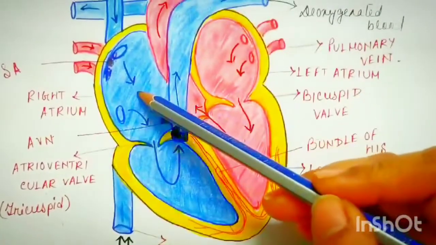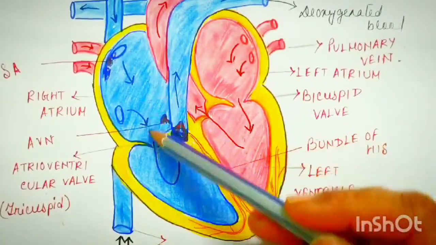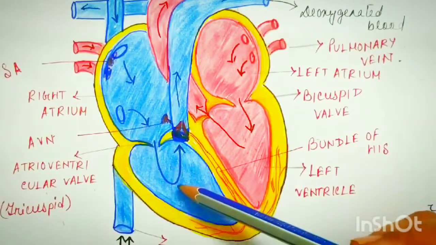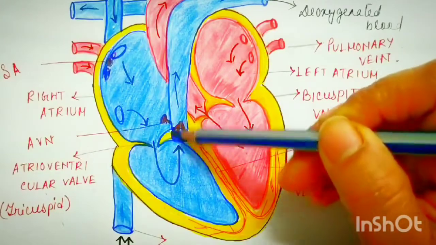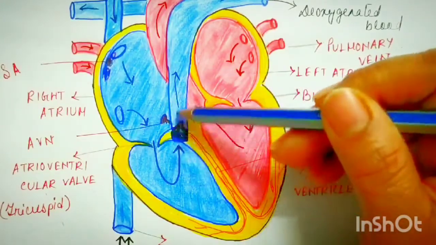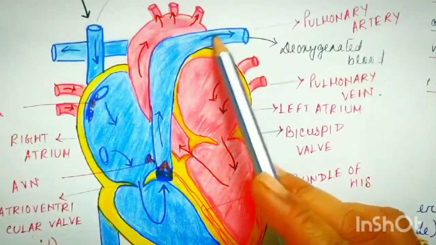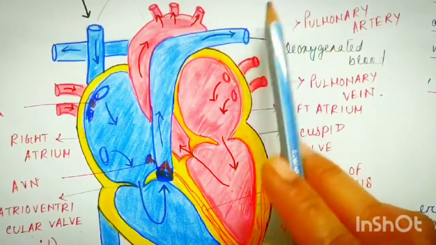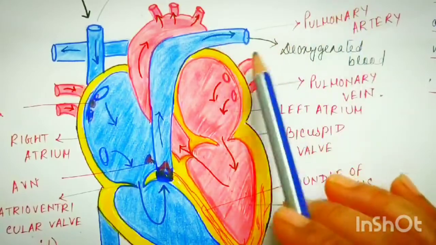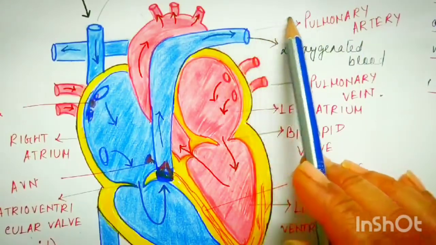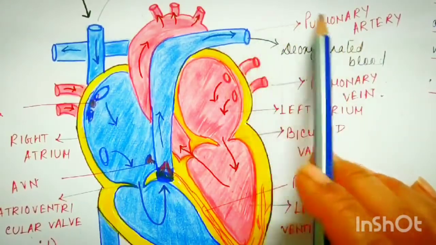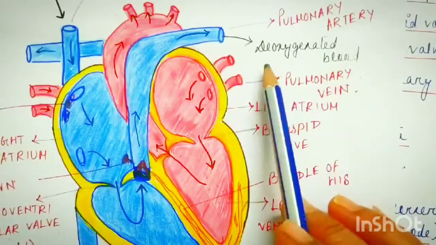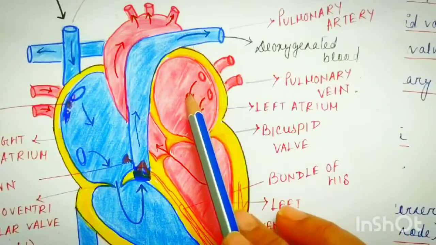Then from the right atrium, this impure blood goes through the tricuspid valve into the ventricle. And from the ventricle, through the semilunar valve, it enters the pulmonary artery and releases the impure blood into the lungs, where the blood is purified. Then the pure blood, meaning the oxygen-rich blood, with the help of the pulmonary vein enters the left atrium.